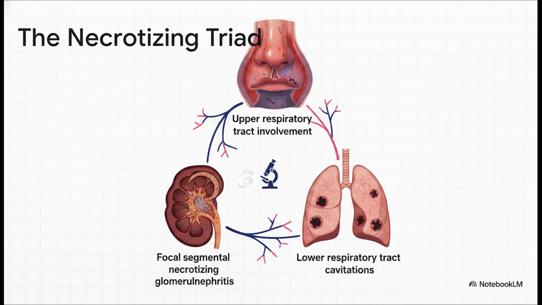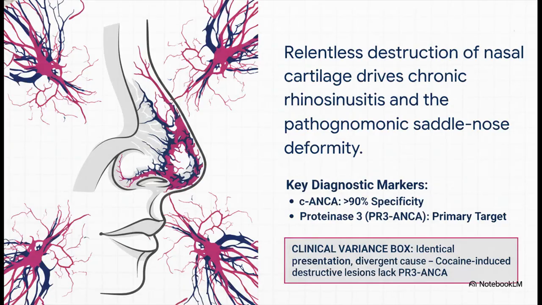Now, while a positive C-ANCA serologic marker strongly suggests the diagnosis, it is absolutely vital to remember that definitive confirmation strictly mandates a tissue biopsy demonstrating necrotizing granulomatous inflammation. Let's focus in on that relentless upper airway target. Unlike many other vasculitis, GPA heavily and aggressively targets the upper airway mucosa and cartilage.